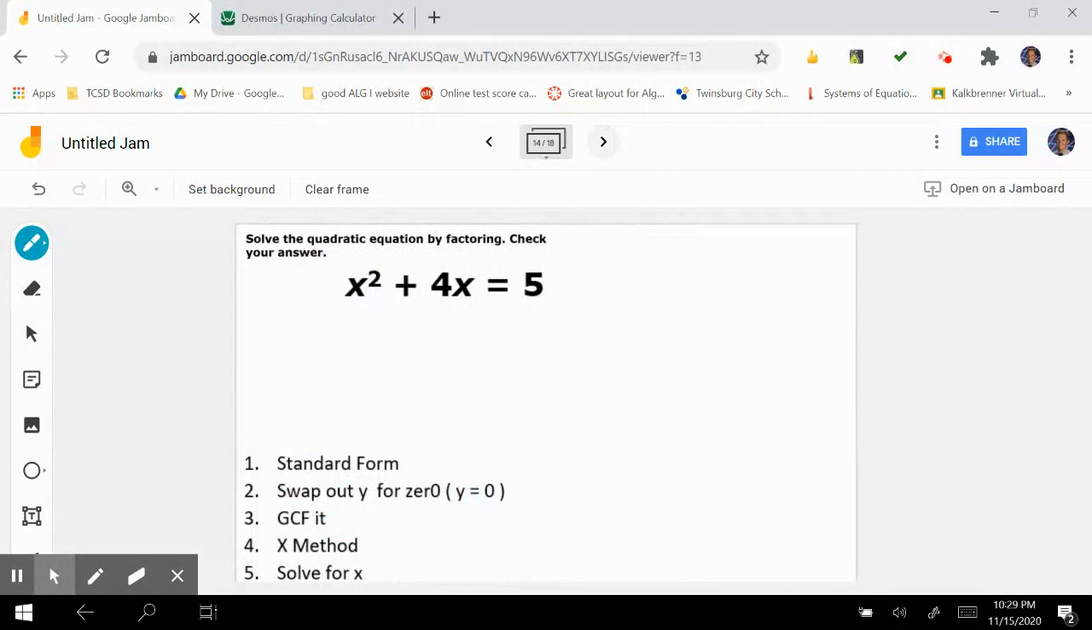All right, last but not least, number 1 says, is it in standard form? Nope. So how do I put it in standard form? Real simple. What am I moving? I want to put 5 to the other side. What's the opposite of positive 5? Negative 5.